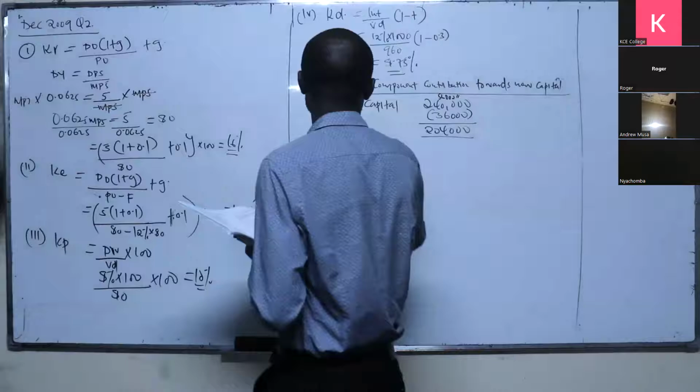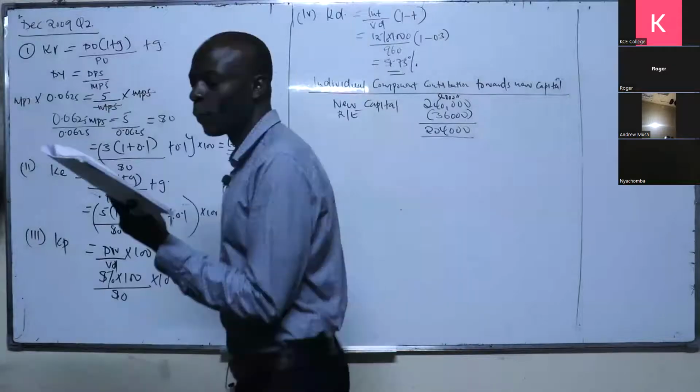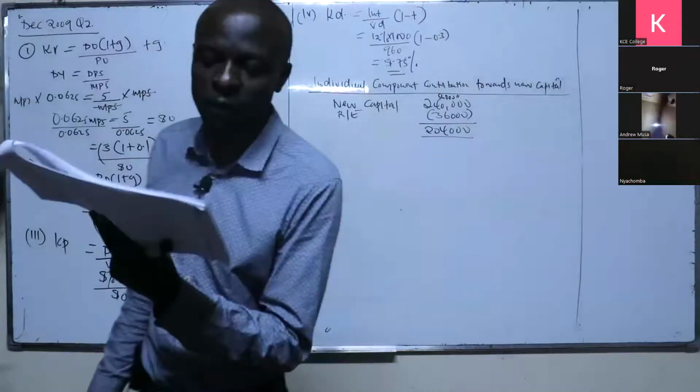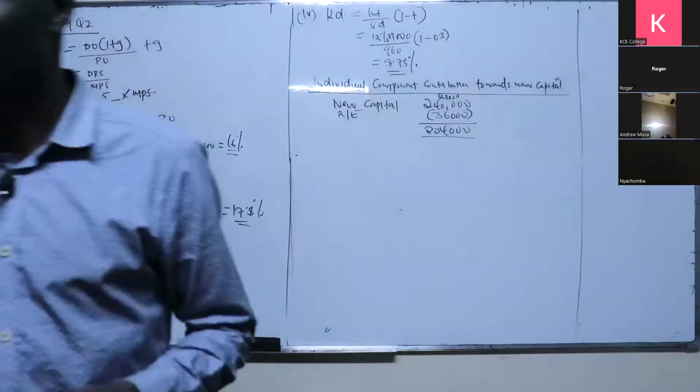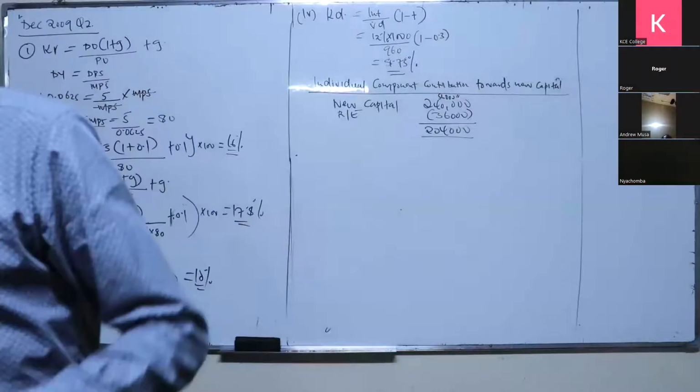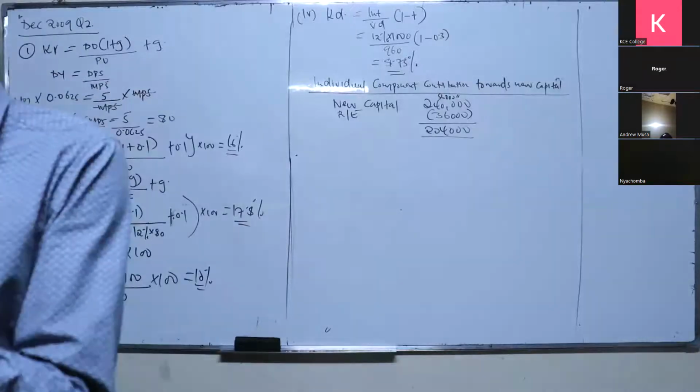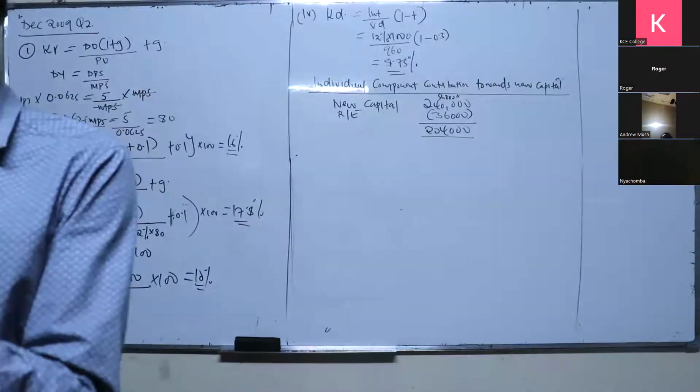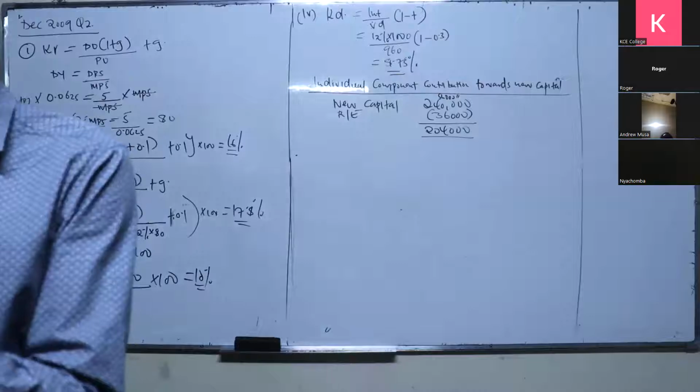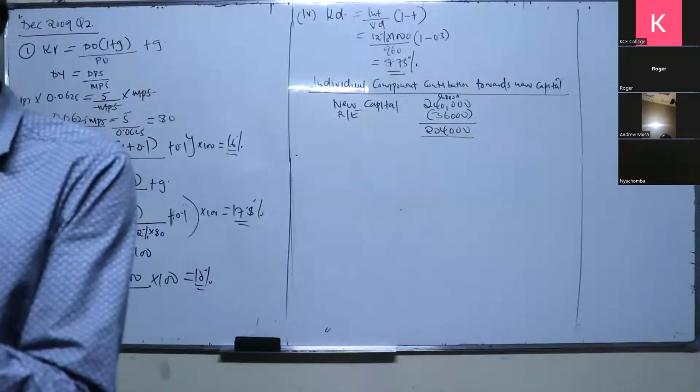So now we get the proportion of the other components as represented by their book value. So ordinary share is 360. So add 360,000 plus 120,000 plus 200,000. What do you get?